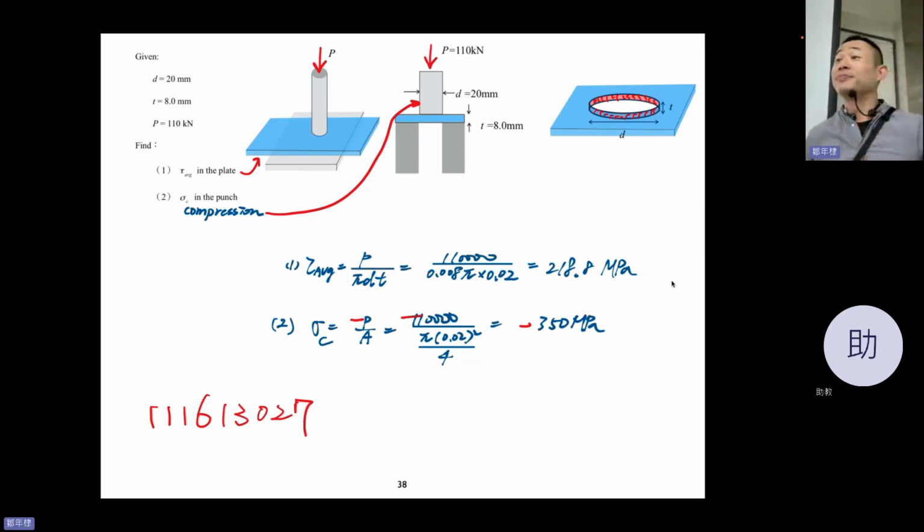Sorry. Oh, so if you use D and T, D times T, it will look like this.